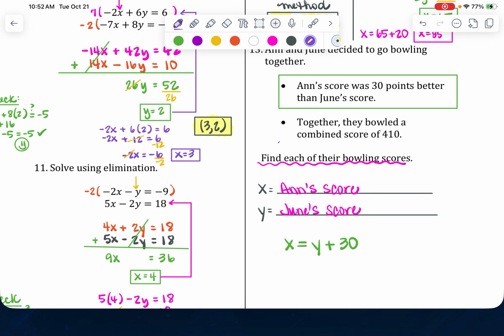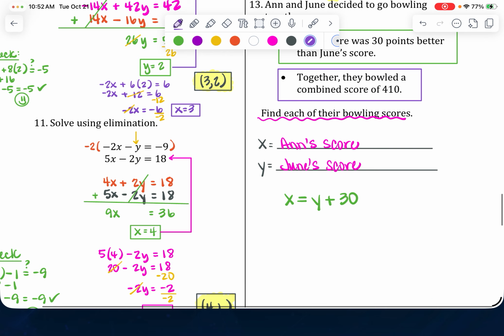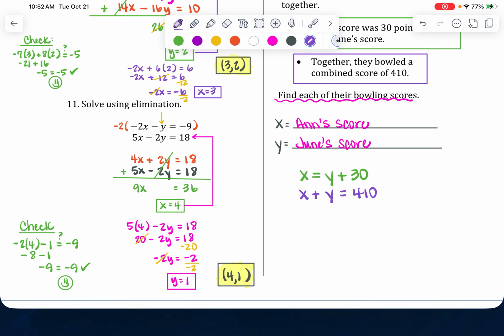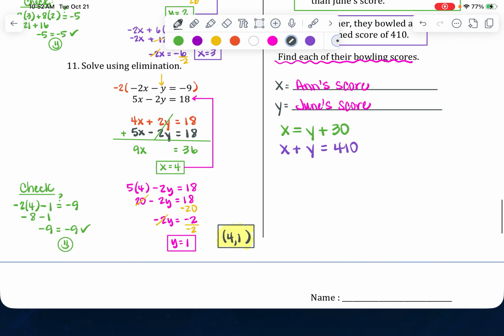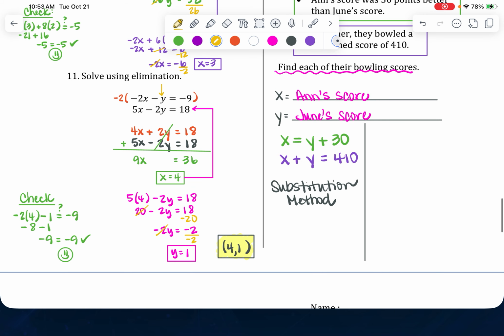All right, then it says together they bowled a 410. Well, together means to add, right? So x plus y equals 410. So that is our system. Now I'm going to use substitution method again because it's set up that way. Again, if you want to use graphing or elimination method, that's totally fine as well. You do not have to solve yours the same way I'm solving mine.